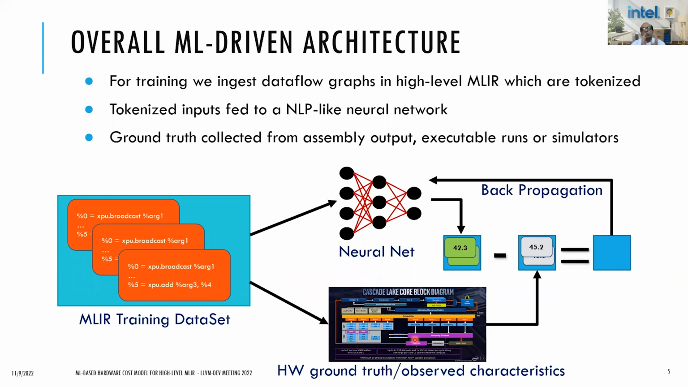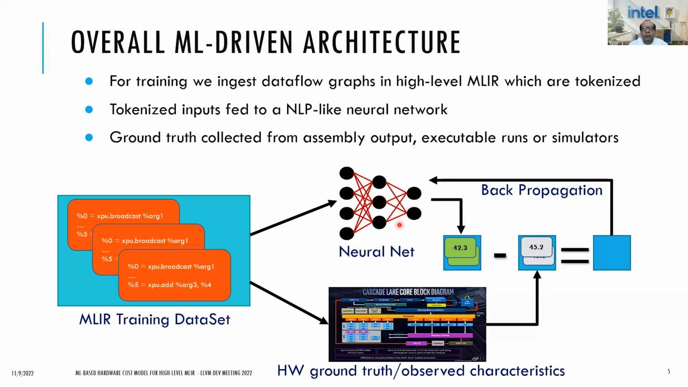So what does the overall machine learning driven architecture look like for this kind of function? As I said, on the left-hand side, which consists of machine learning ops, which represents a data flow graph at a high level. Usually what we do for training is ingest data flow graphs, which are in high-level MLIR, which are what we call tokenized. I'll explain in a few slides what tokenization is. And these tokenized inputs are fed to an NLP-like neural network. Why it is NLP-like, I'll also explain in a few slides.